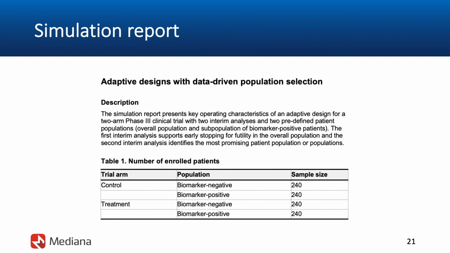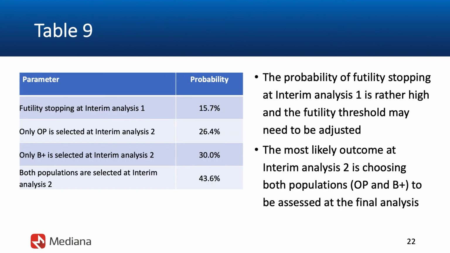These parameters are listed in the first 8 tables, and you'll also find a summary of the simulation results in the last 3 tables, tables 9, 10, and 11. And the main simulation results and findings for the proposed adaptive design will be summarized on the next 2 slides. We will begin with a summary of key characteristics for the decision rules that are applied at the 2 interim analyses. This is table 9 from the simulation report.